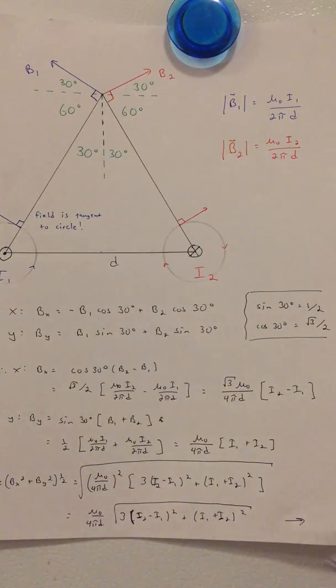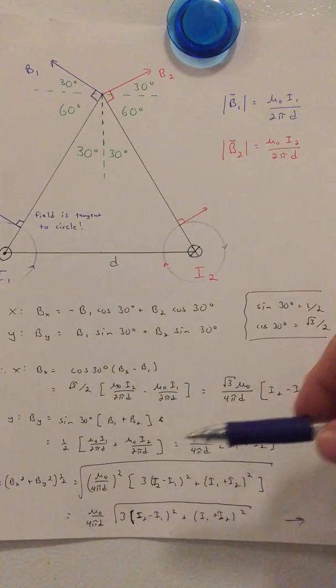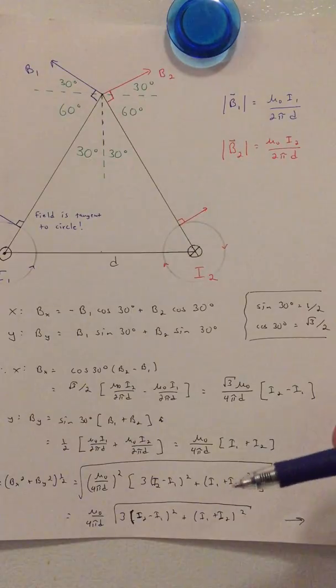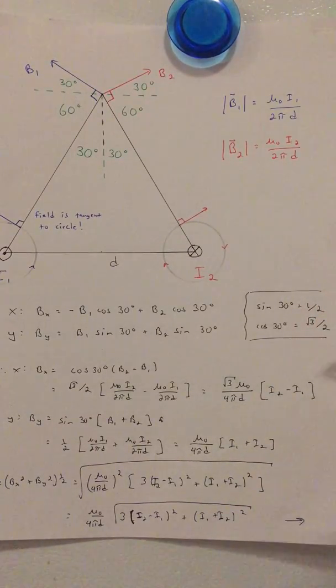Same thing in the y direction. I'm going to factor out the sine of 30, substitute in the values for B1 and B2, and what I get is μ0 over 4πd, quantity I1 plus I2. Now, if you have numbers in a problem that you're working, now I think would be a good time to substitute in for the currents. It will simplify things greatly.